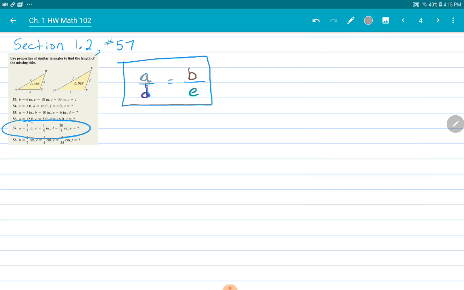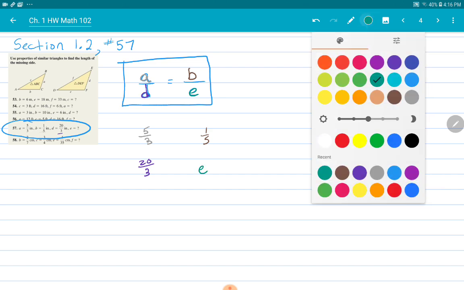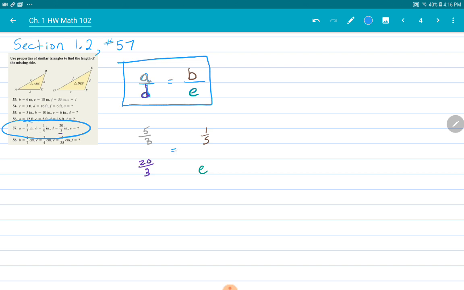Okay, so our A is 5/3. Our D is 20/3. Our B is 1/5. And the E is the variable we are looking for. So I'm going to have some fractions in there, so I wrote them kind of small so I can write my big fraction bar. And this is my proportion with the numbers plugged in. So now to cross multiply.